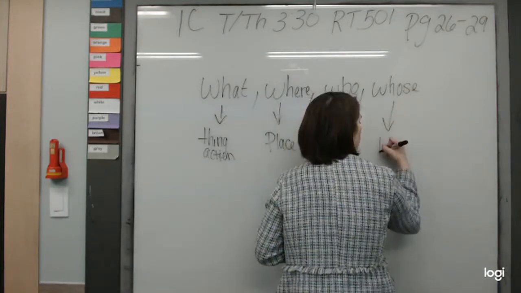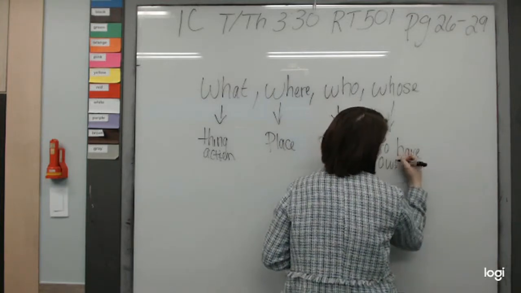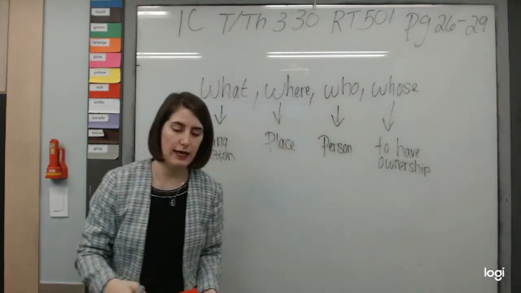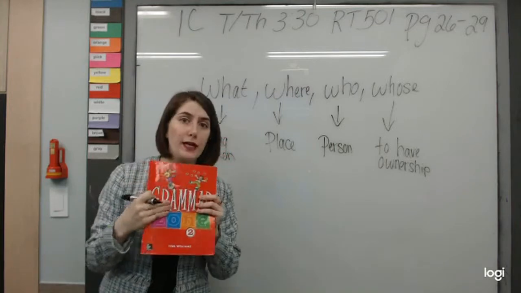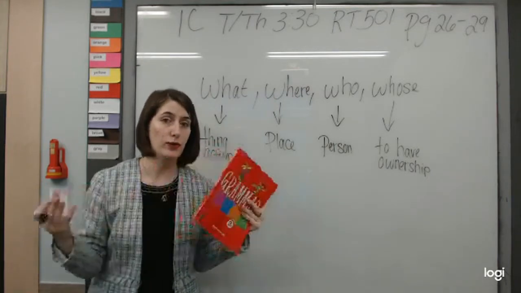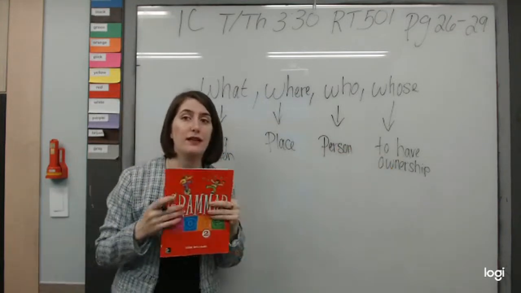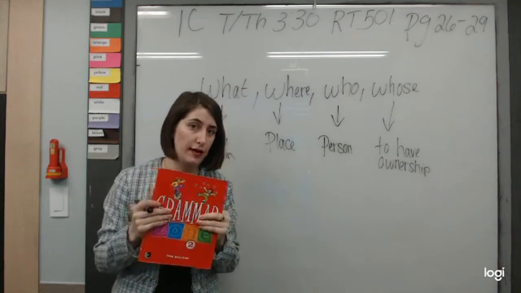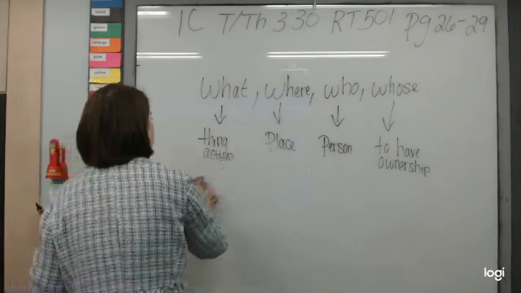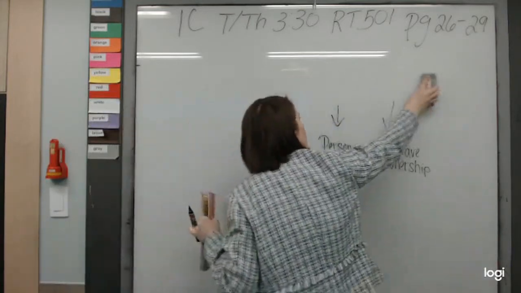Whose means to have, right? It shows ownership. Ownership is a big word. For example, whose book is this? This book is Jane Teacher's. So whose book? Jane Teacher's book. It tells us who has something. This is Jane Teacher's book, all right? So we are going to put these into use. Get some action out of them.